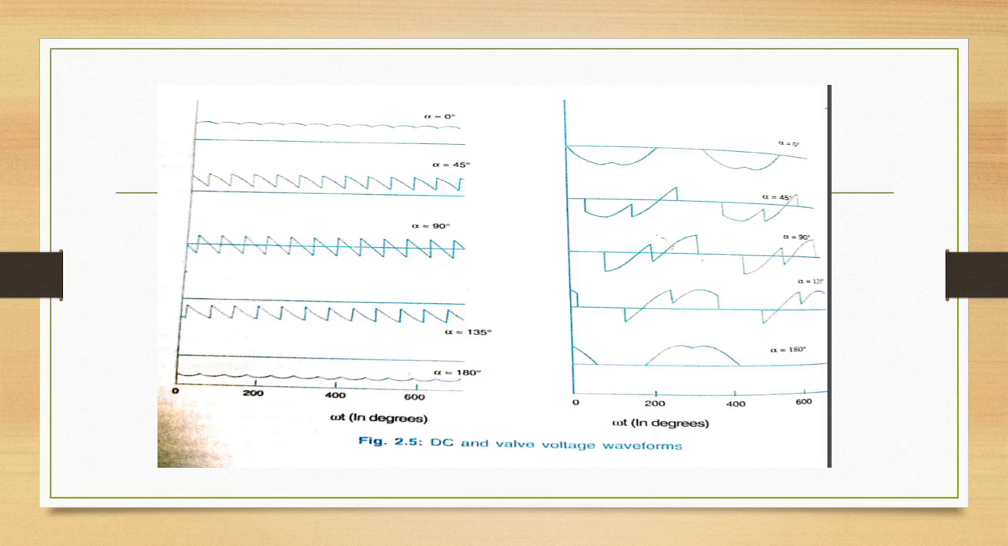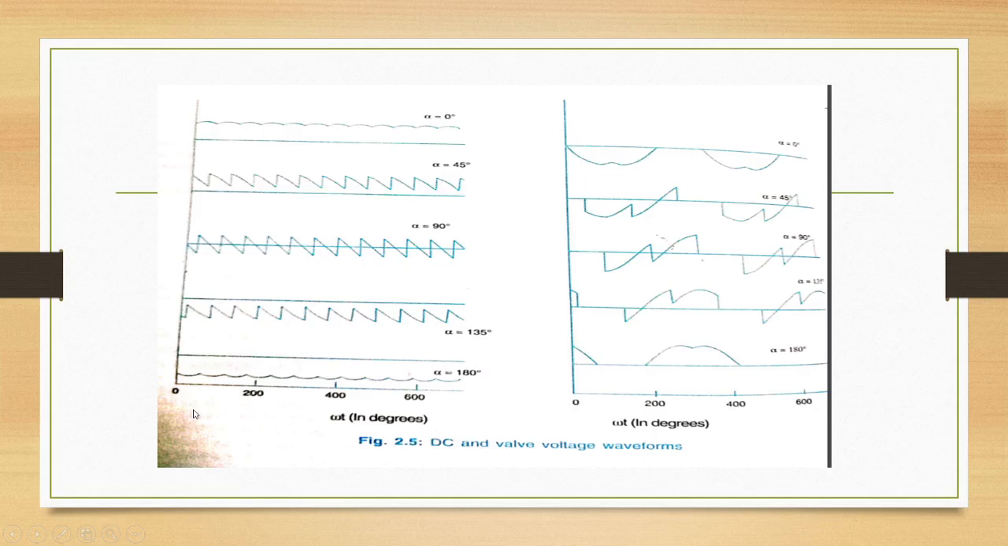The expressions for the DC voltage VPN and the voltage across valve 1 for each interval are shown in another table, which I will discuss later. The waveforms of these voltages for alpha equal to 0, 45, 90, 135 and 180 degrees are shown in this figure. For all these angles, the DC and valve 1 voltage waveforms are shown.